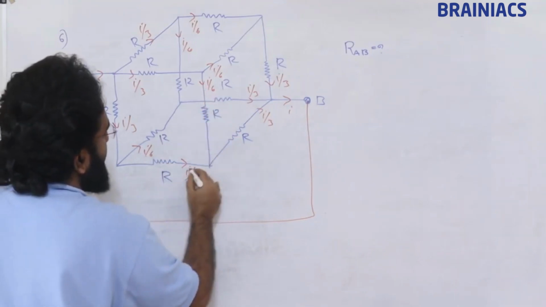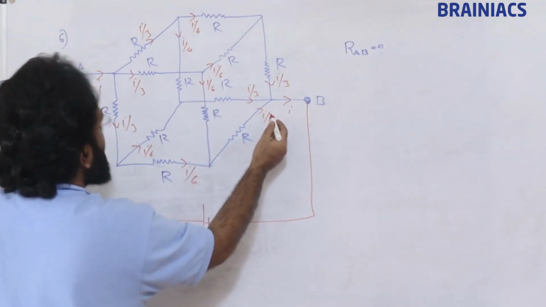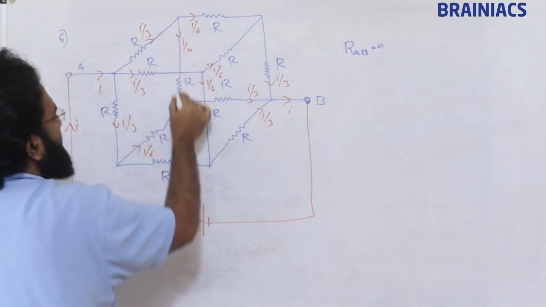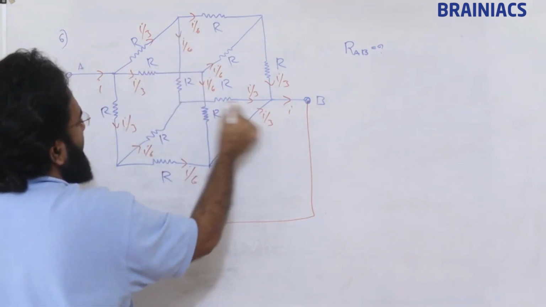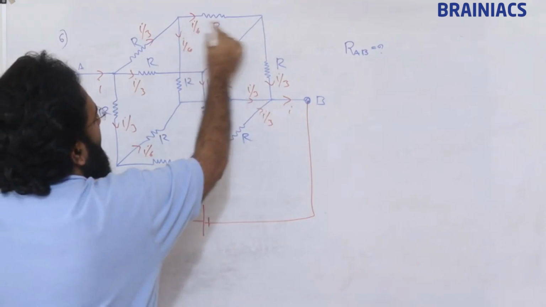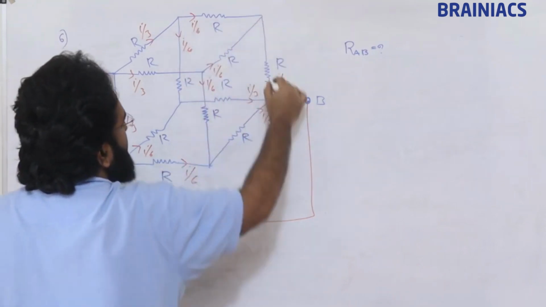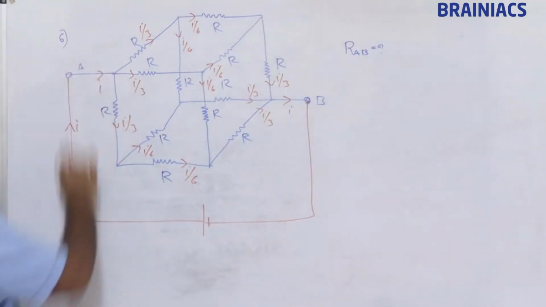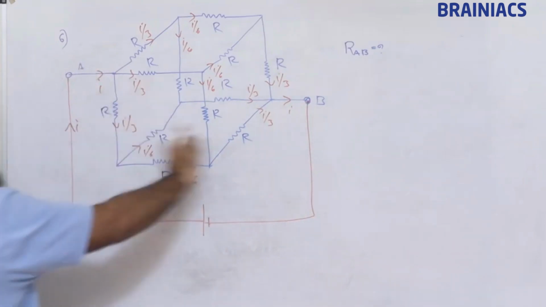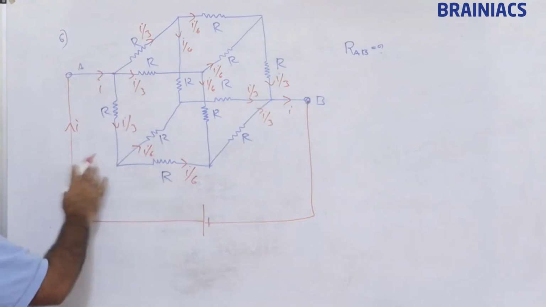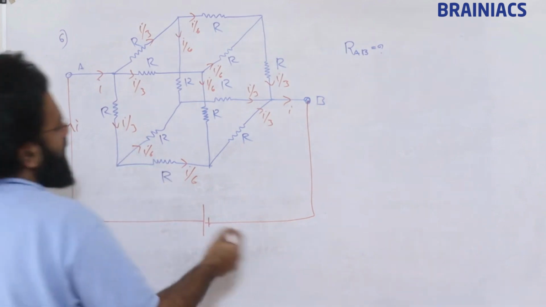So I by 6 is coming, I by 6 is coming, I by 3 it becomes. Then I by 6 is coming, I by 6 is coming, this becomes I by 3. I by 6, I by 6, this becomes I by 3. So totally it becomes I. Clear? So immediately we got everything. Since this follows symmetry, it is easy for us to follow.